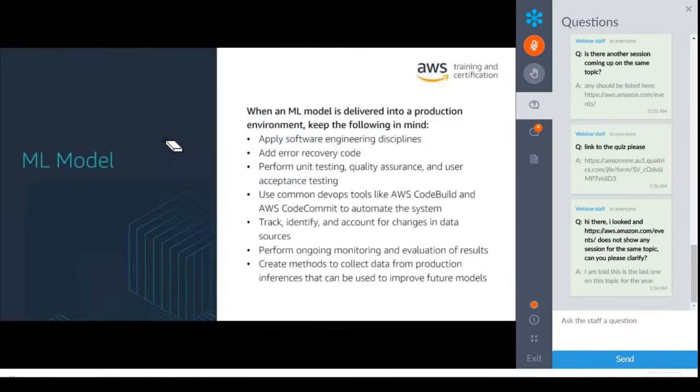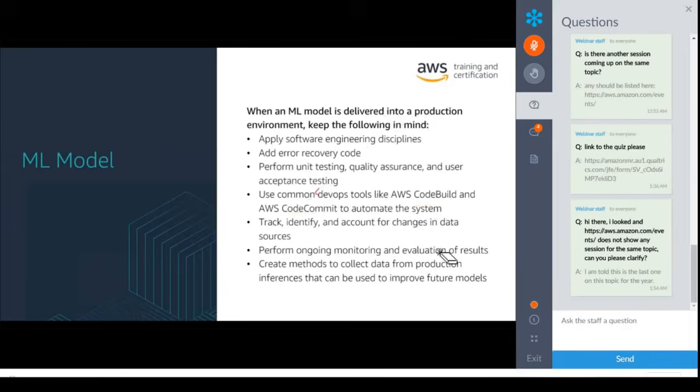When you deploy a model into production, you should still apply basic software engineering disciplines, have error recovery code. So you're looking for production, right? You might use common DevOps tools like CodeBuild or CodeCommit to automate. CodePipeline also should be on this slide.